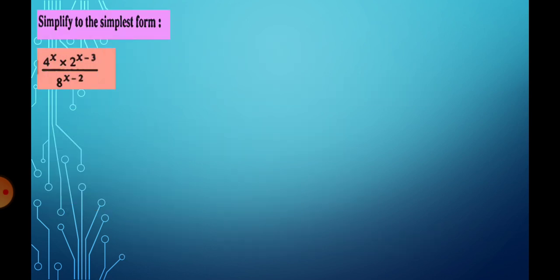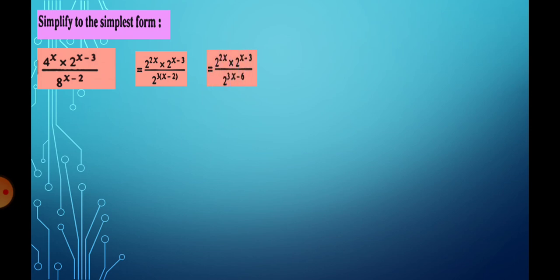Simplify: 4 to the power x times 2 to the power x minus 3 over 8 to the power x minus 2. Here we factorize each number. 4 means 2 times 2, or 2 to the power 2. 8 means 2 times 2 times 2, or 2 to the power 3. Then 4 to the power x is (2 to the power 2) to the power x, which is 2 to the power 2x, times 2 to the power x minus 3, over 8, which is 2 to the power 3, all to the power x minus 2.